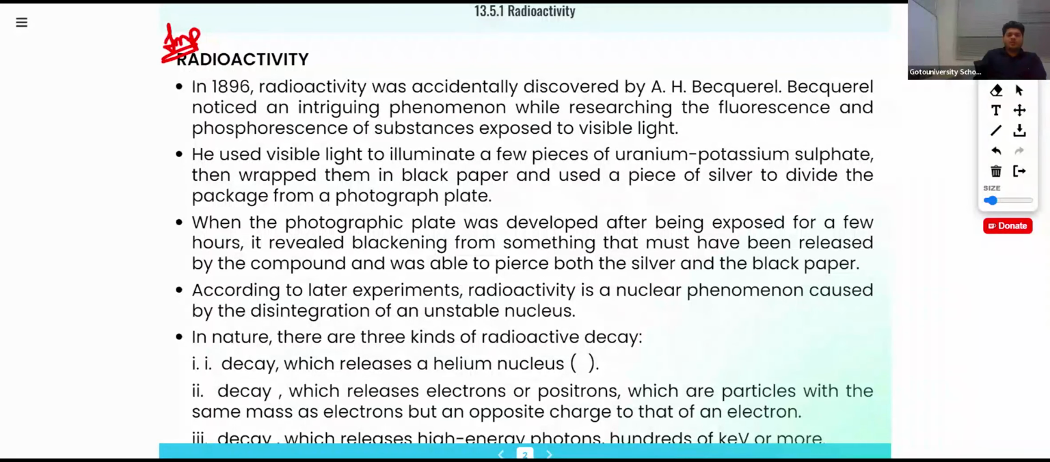So, what will be the unit of radioactivity? You see, physics is all about measurement. So for radioactivity also there is a unit, and that unit is the becquerel.